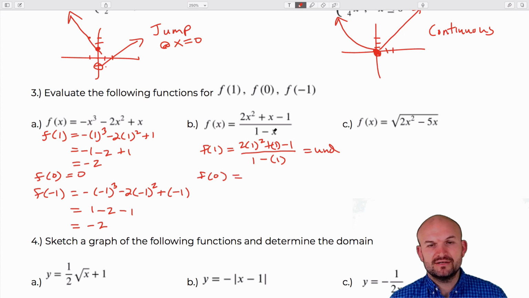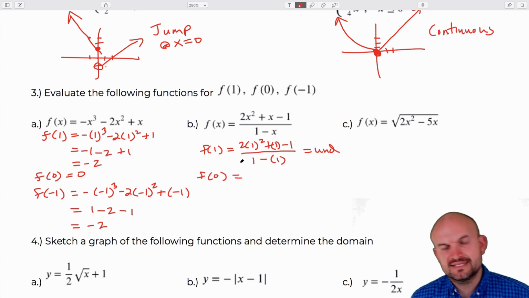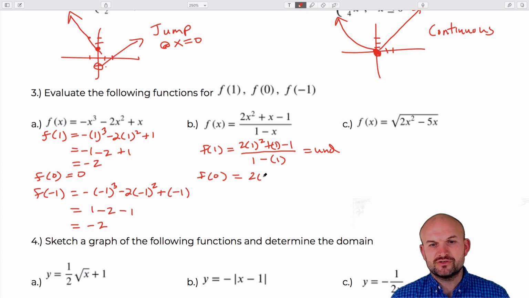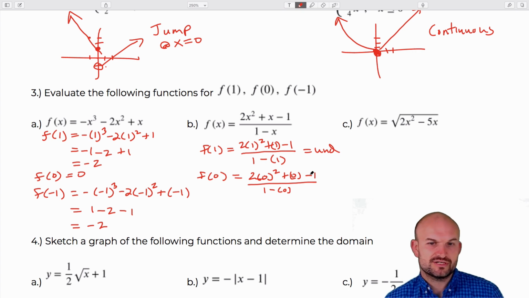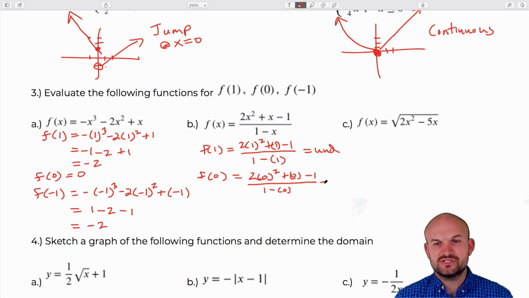For f of 0 here, the nice thing, if you remember, is you can simplify this. If you remember from our rational functions unit, when you have a rational function and you're plugging in 0 for your variable, you're just going to have the constant over the constant, which is typically what we did for the y-intercept. So 1 minus 0 in this case, that goes to 0, that goes to 0, that goes to 0. So you're really left with -1 over 1, which is -1.